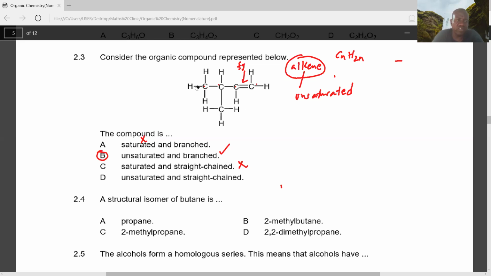Because if we choose the longest chain here, the longest chain will have how many carbons as the parent? It will be 1, 2, 3, 4, 1, 2, 3, 4. You see, either we choose this, so it will have a branch. So it's unsaturated and it's also branched. It's a branched organic compound.